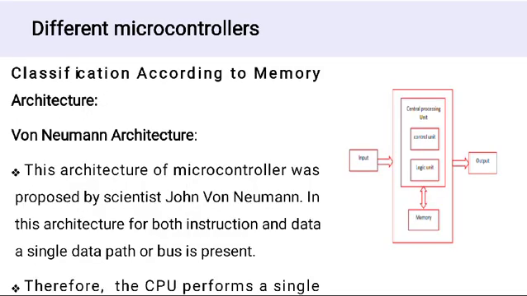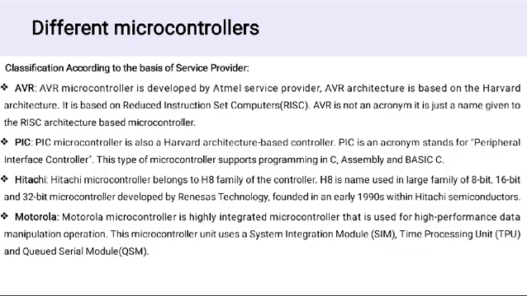Von Neumann architecture. The architecture of the microcontroller is proposed by scientist John von Neumann. In this architecture, both instruction and data have a single path or bus present. Therefore, the CPU performs a single operation. Classification based on service provider: AVR, PIC, Hitachi, Motorola. AVR microcontroller is developed by Atmel service provider.